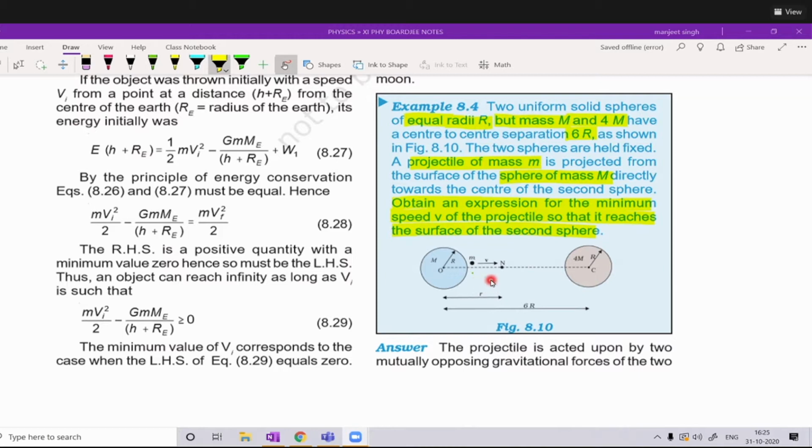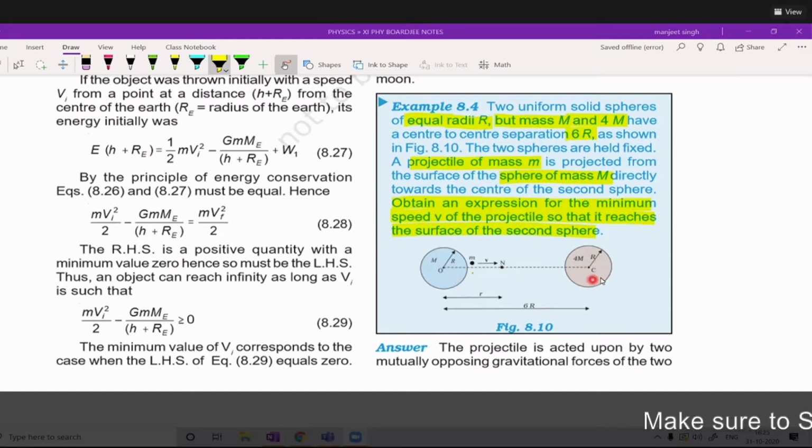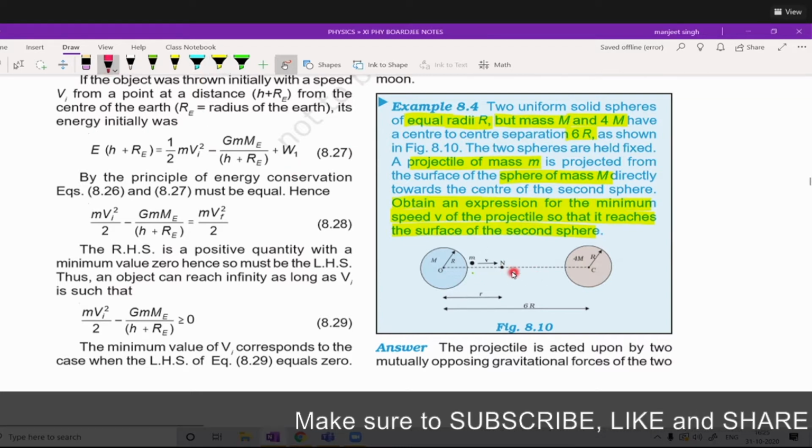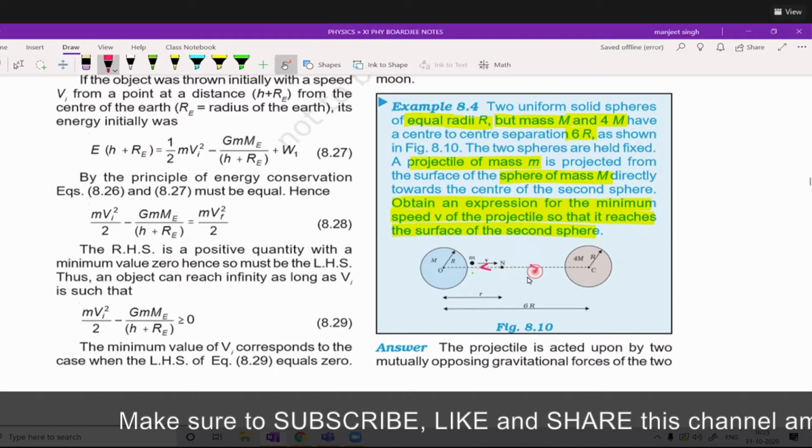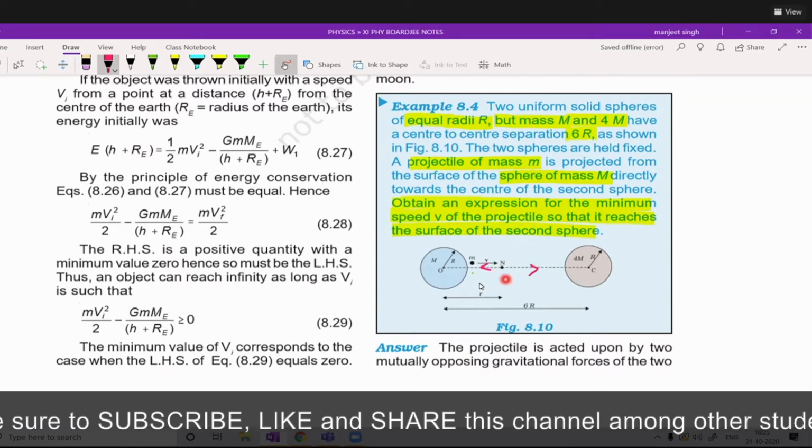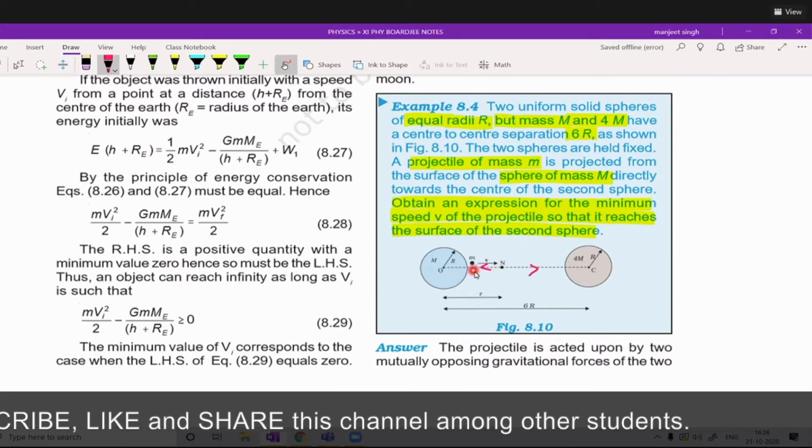So the question is, we have to send this small mass m with minimum velocity v such that it reaches a neutral point N, so that it goes outside the effect of this sphere. So what is this neutral point? At this neutral point, the gravitational attraction by this sphere and the gravitational attraction by the other sphere towards this side are both the same, and we can find that neutral point. Our purpose is to send this mass m up to that neutral point.